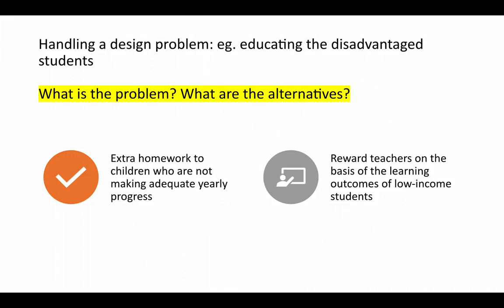Now let me give you an example. Say we face a problem that disadvantaged students are not making progress. They are lagging behind. What are some possible alternatives to help them? One would say, okay, let's assign some extra homework, since they are not making adequate yearly progress. The logic is that they practice more, they understand more, then they may perform better. On the other hand, we could reward teachers on the basis of the learning outcomes of low-income students. So how can these two alternatives help the students we are targeting?